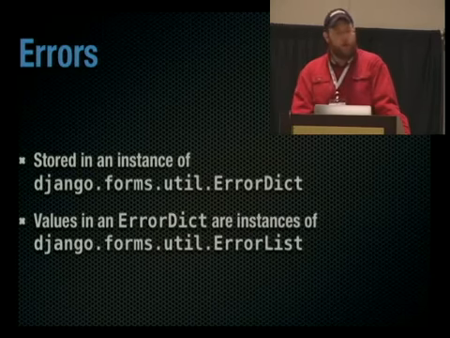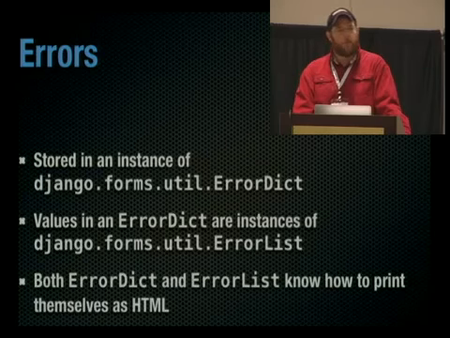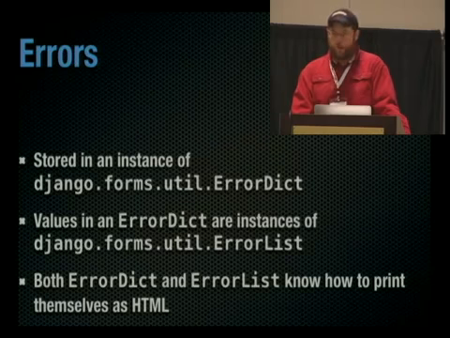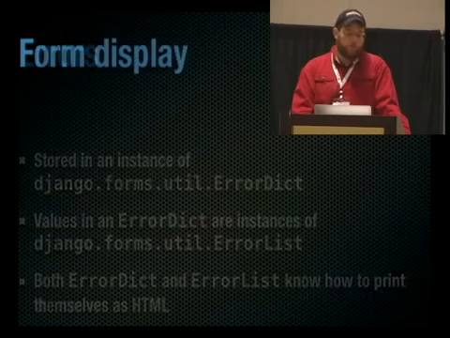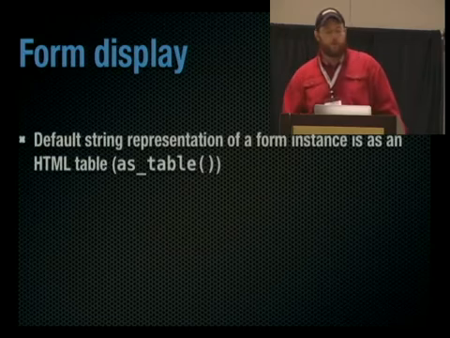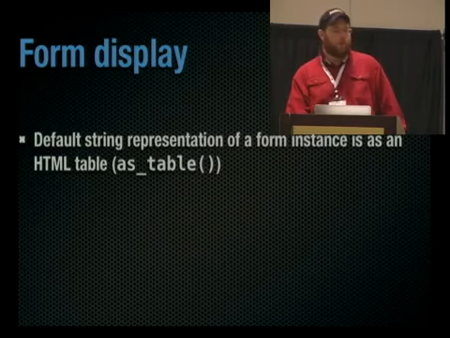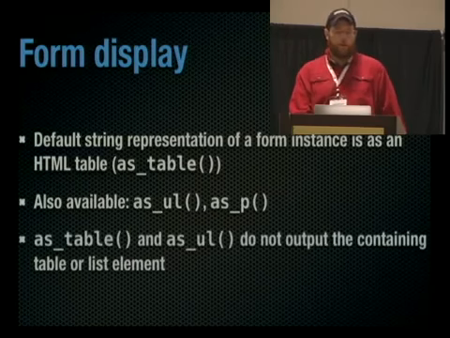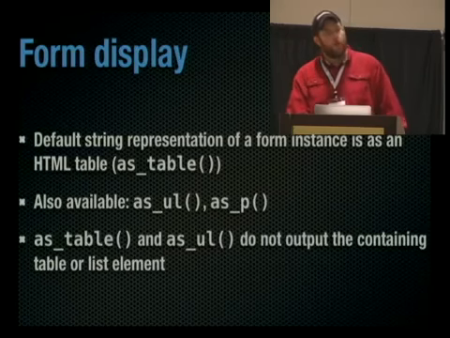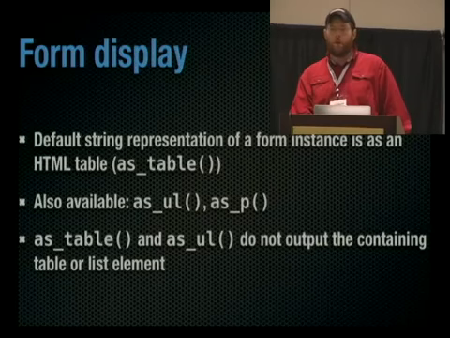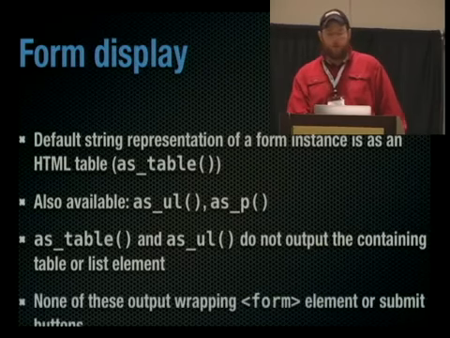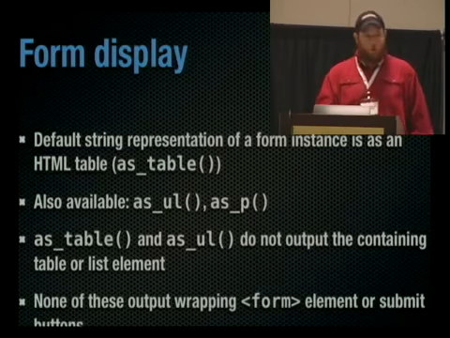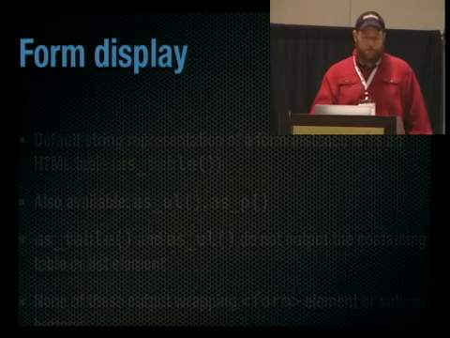And each one of those is an error list, because error list and error dict both know how to print themselves as very nice HTML, which saves you a lot of trouble and lets automatic form rendering look as good as it does. Form display itself: the default string representation of a form is as an HTML table, the same as calling the asTable method. You can also get it as an unordered list or as paragraphs. One tricky thing is they do not output their containing elements for tables or lists.